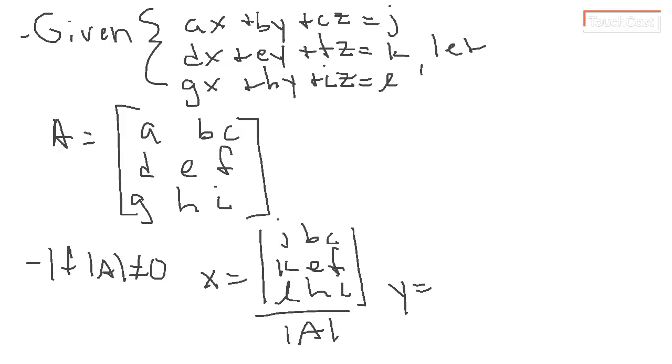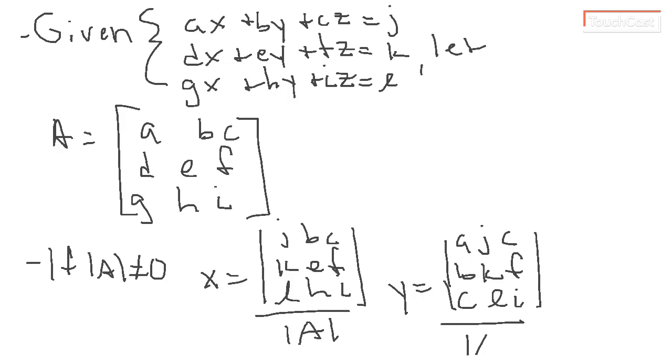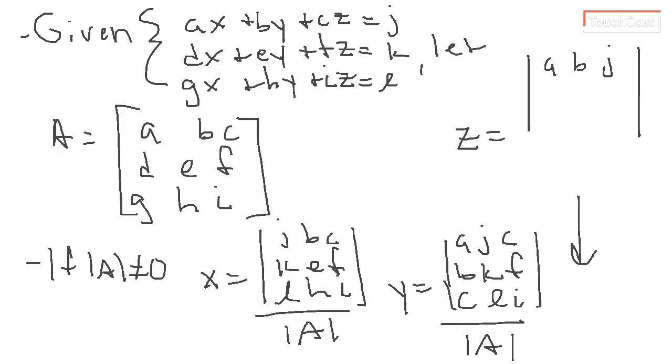Y is going to be the determinant of AJC, BKF, and CLI over the determinant of A. And Z is going to equal the determinant of A, B, J, D, E, K, and G, H, L, all over the determinant of A.